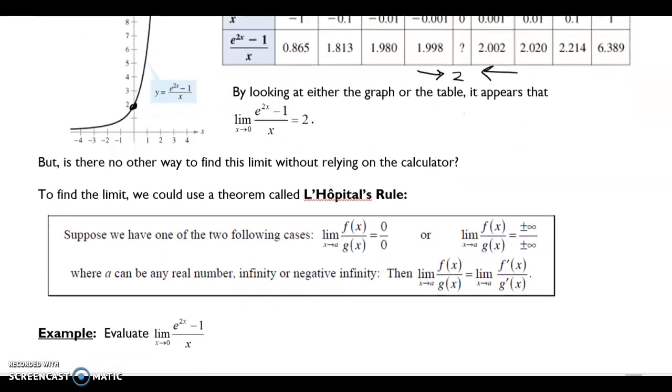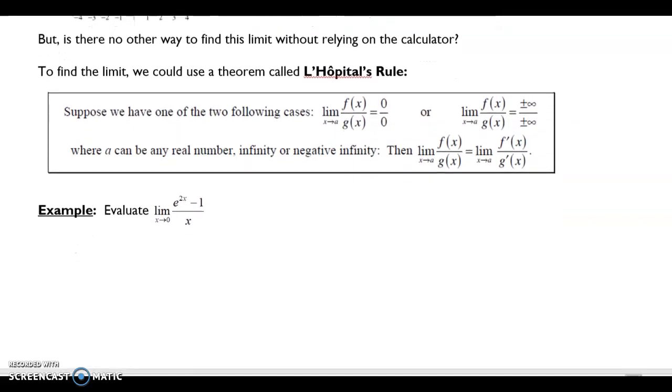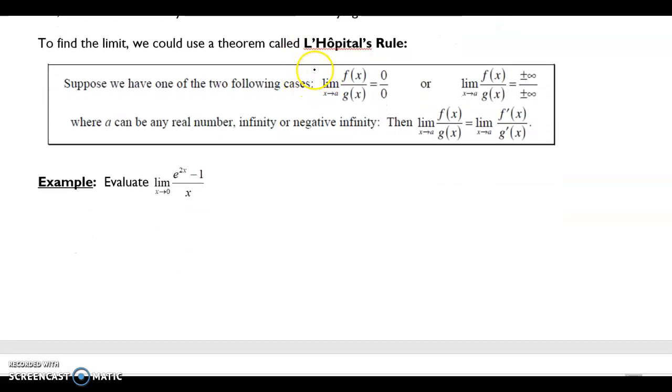And so there's actually another technique that can prove this, and it's called L'Hopital's rule. What it says is, if you have one of the two following cases, so if either my limit is 0 over 0, or my limit is positive or negative infinity over positive or negative infinity, those signs don't have to match, just two infinities, then my limit of that rational function is equal to the limit of the derivative of the numerator over the derivative of the denominator. This is not quotient rule. This is just saying the limit of f over g is equal to the limit of f prime over g prime, not that that's the derivative or anything like that.